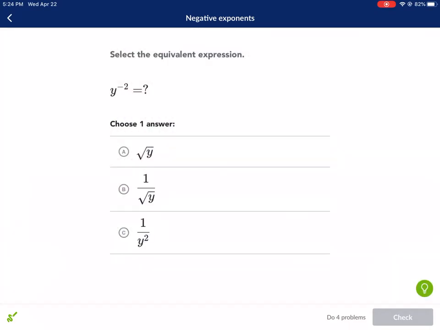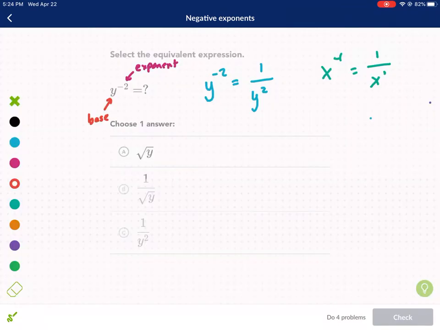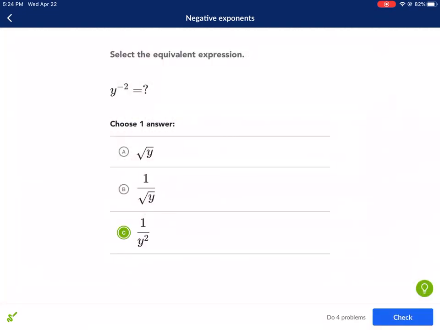So we're going to go ahead and look at our options here. And we see it cannot be square root of y. Square root of y is the same thing as y to the 1/2 power. It's not 1 over square root of y. That's the same thing as y to the negative 1/2 power. It's definitely C. So we're going to go with C.